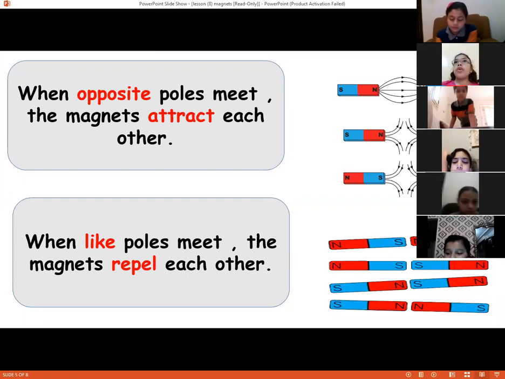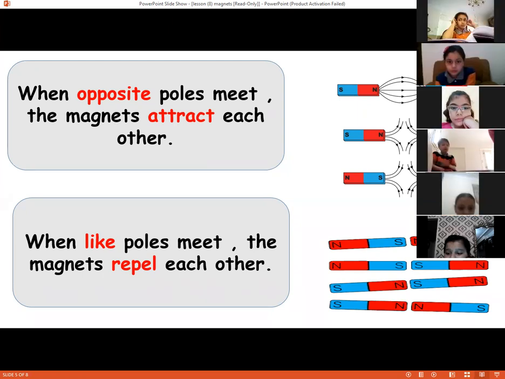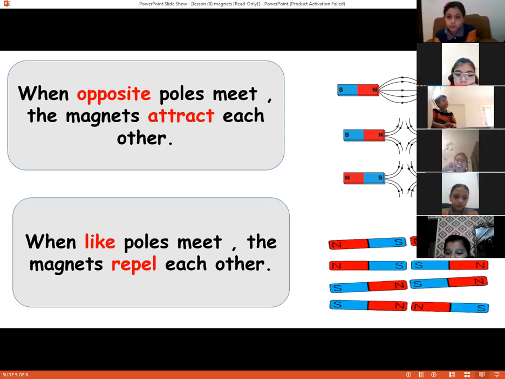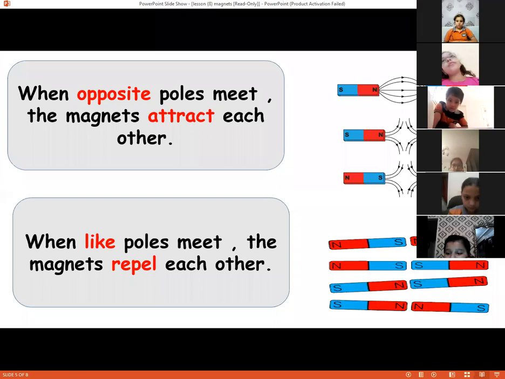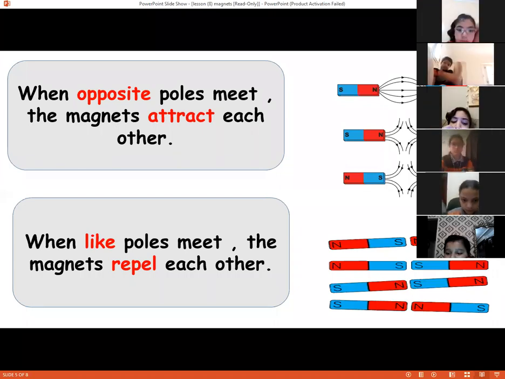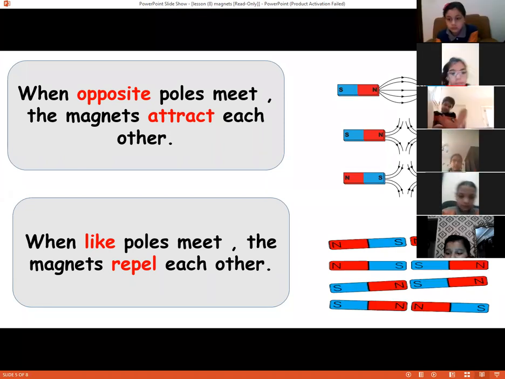Now I will do something else. North pole and south pole of another magnet. Are they different or similar? Different. Super. When I put different poles close together, they will attract. So different poles, repel or attract? Attract. Similar poles, repel or attract? Repel. All of you understand?